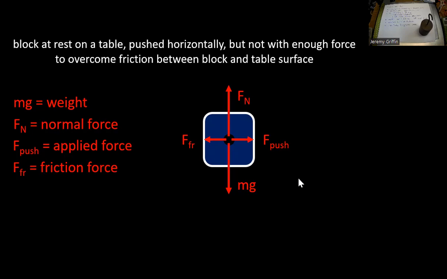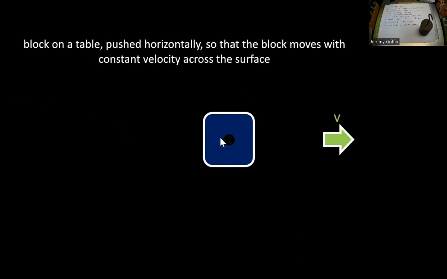Okay. All right, guys ready for the next one? Suppose there's a block on a table and you're pushing it horizontally so that the block moves with constant velocity across the surface. So now it is moving, just constant velocity.